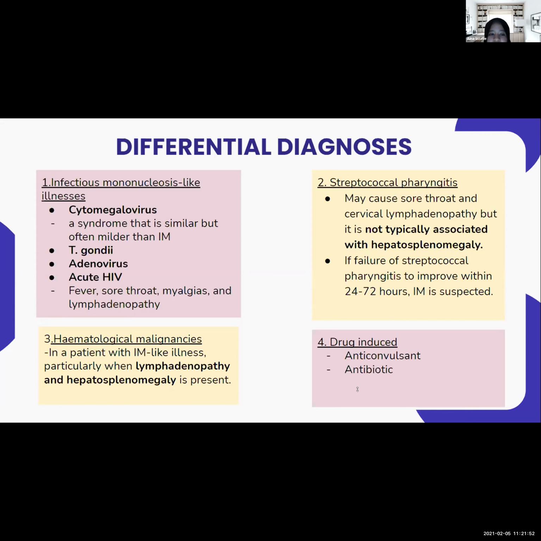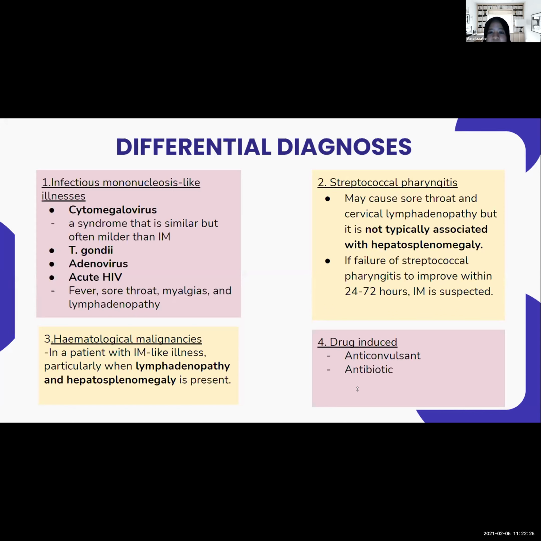For example, in HIV, the patient usually presents with mucocutaneous ulceration, but it is not common in infectious mononucleosis. And for cytomegalovirus, the syndrome is similar, but it is often milder, and they have a longer fever compared to EBV infection. However, in most cases, differentiating them is not possible clinically. Thus, we usually do diagnostic tests to look for presence of antibody.